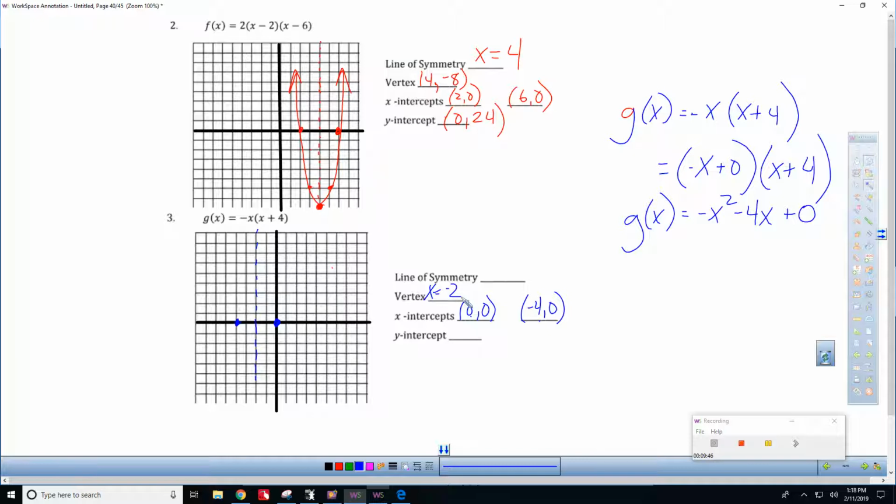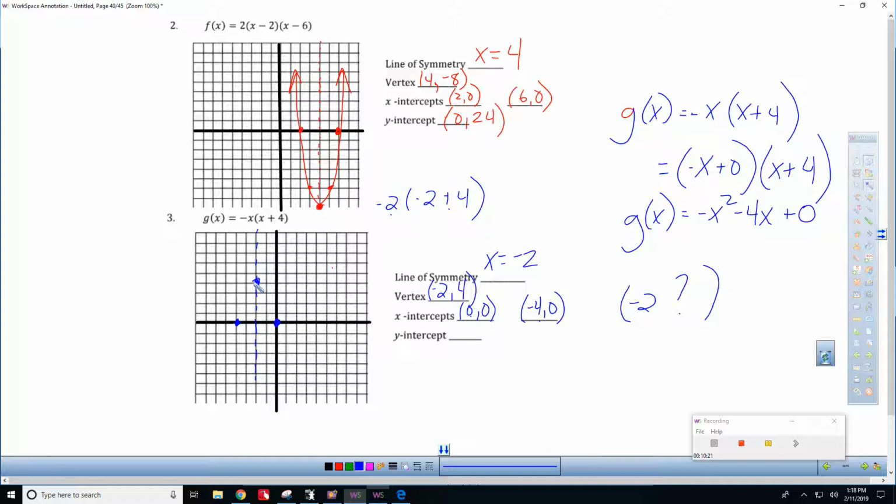Okay? Sorry, thank you. That's what you were saying. So then our vertex is then what? Well, it's negative 2 comma something. So just plug it in. Negative 2 times negative 2 plus 4, right? That's negative 2 times a positive 2. No, negative 2 times positive 2 is 4. Okay. So our vertex is negative 2 comma 4.